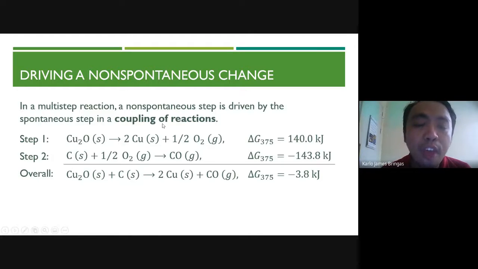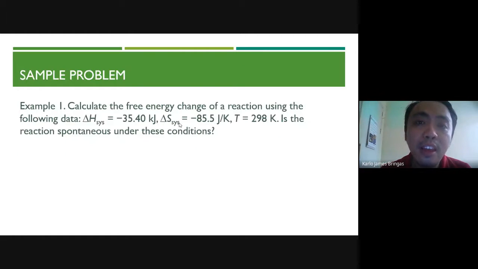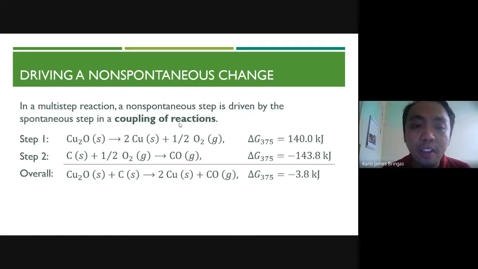So this coupling of reactions is something that we can see in biochemical systems. For instance, in cellular metabolism, there are many steps that are non-spontaneous. However, those steps are coupled with a spontaneous step so that together you get an overall reaction that is spontaneous. So we see that quite a lot in our biochemical systems and other reactions as well.